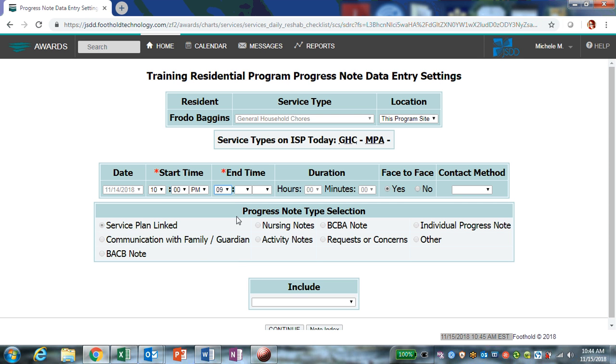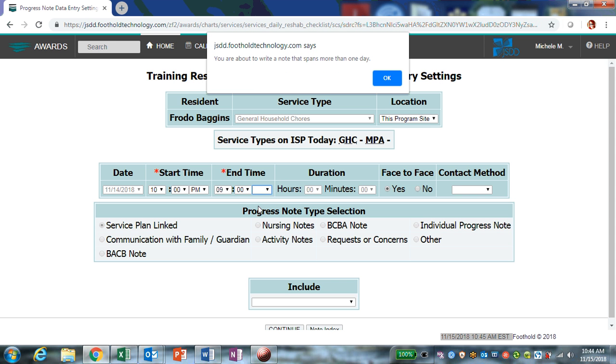Okay, this now can span over 2 days. So let's say the shift ends at 9 a.m. I'm going to get this pop-up. You're going to see this pop-up too. You're about to write a note that spans more than 1 day. Yes, that is exactly what we're doing. We are writing a note that's spanning 2 days, 10 p.m. on the 14th into the 15th, 8 a.m. Okay? That's 11 hours. Contact method is in person.